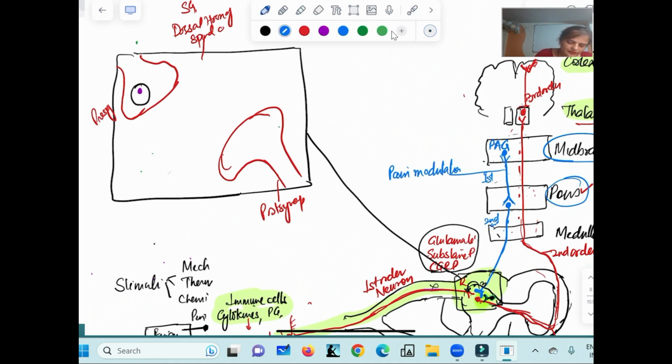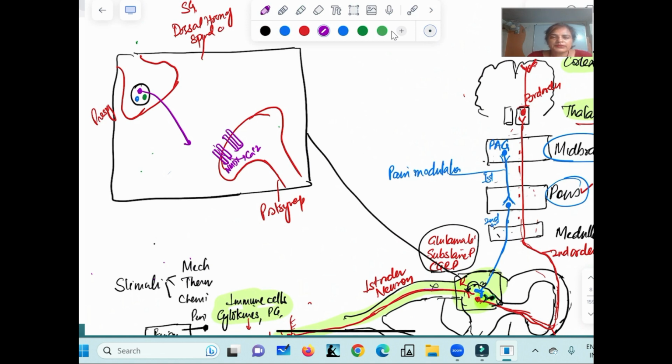glutamate, substance P, and calcitonin gene related peptide. Now what will happen? If glutamate is released presynaptically, then it is going to act postsynaptically on the NMDA receptor and the AMPA receptor. It works on both of these. With the action on the NMDA receptor, what will happen? There is an influx of calcium ion.